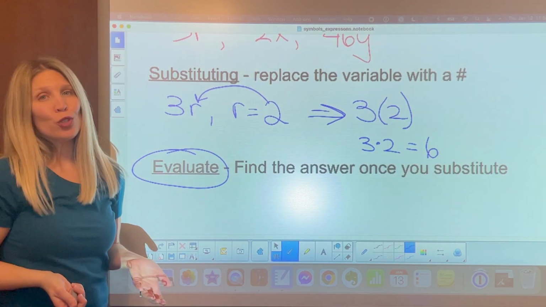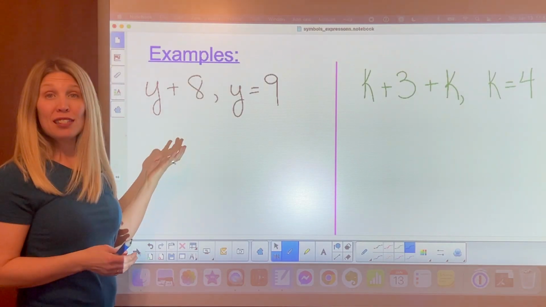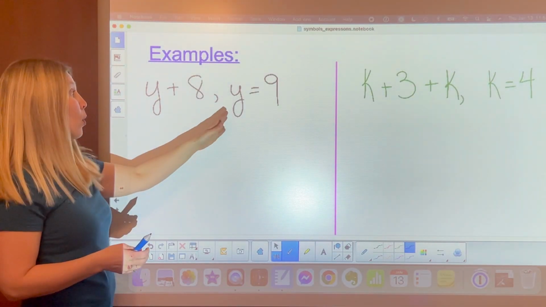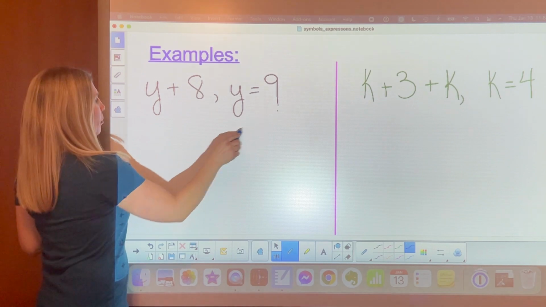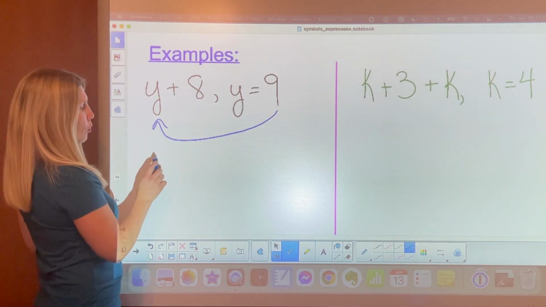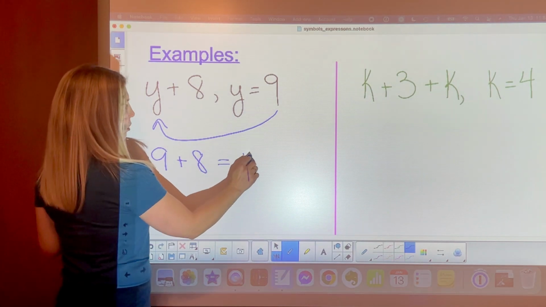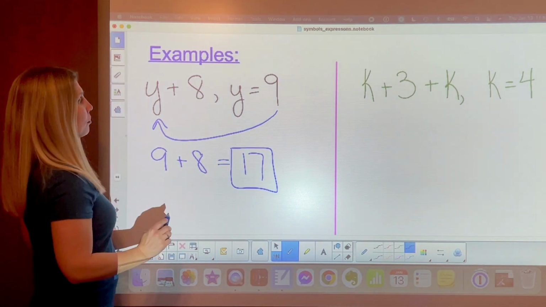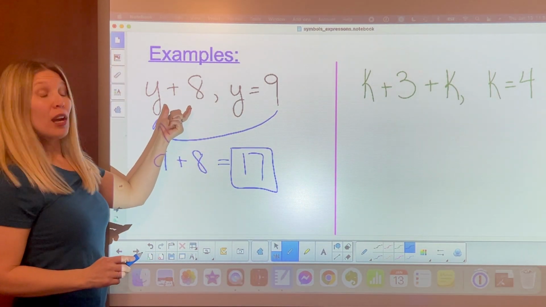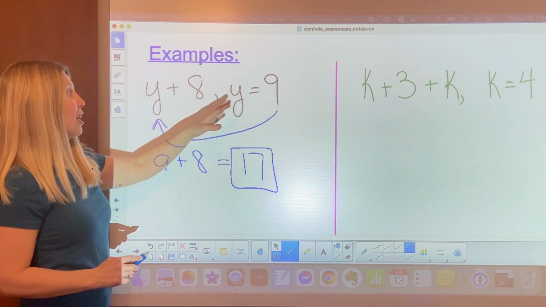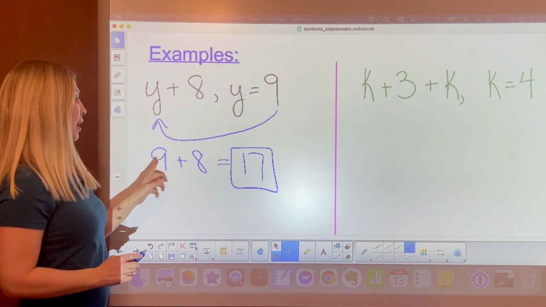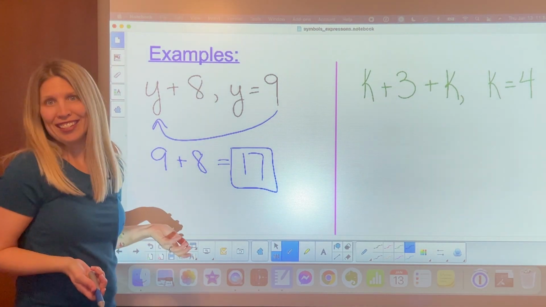So now, let's just try some example problems. In this example, we have y plus 8, and we want y to equal 9. So I'm just going to take 9 and stick it in for y. So now I have 9 plus 8. When you add those together, you get 17. So this is our algebraic expression. Now we are substituting in our 9, and we're evaluating to get 17.